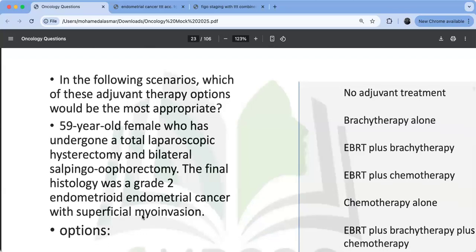A few questions on treatment. In the following scenario, which of these adjuvant therapy options would be the most appropriate? A 59-year-old female that underwent a total laparoscopic hysterectomy and bilateral salpingo-oophorectomy. Final histology was grade 2 endometrial cancer with superficial myoinvasion.